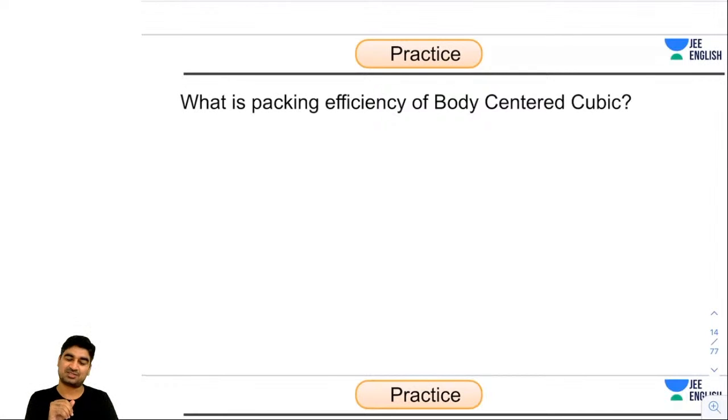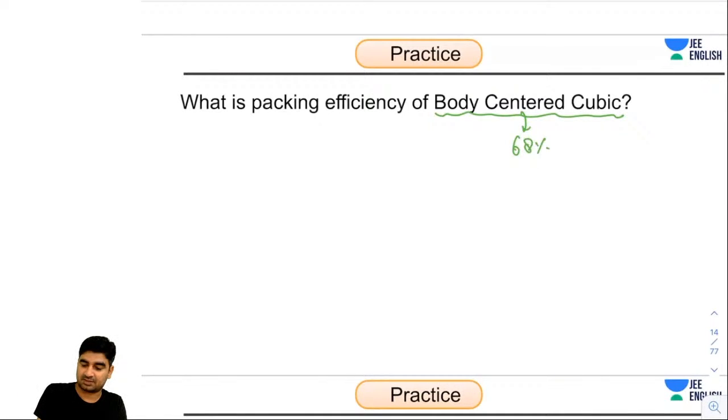Lokesh, this is not the correct answer. I'm asking it for body centered. 74 is correct for face centered. So guys, the packing efficiency, no Vinay, it would be 68%. Note it down.